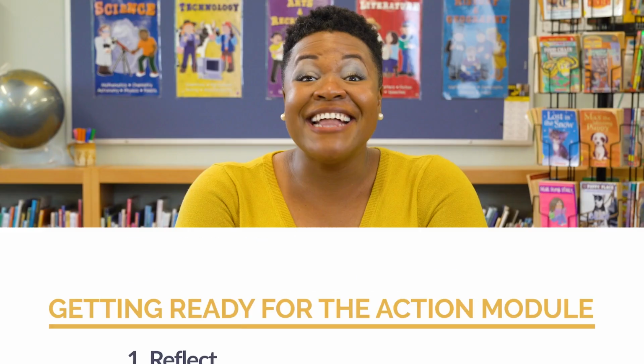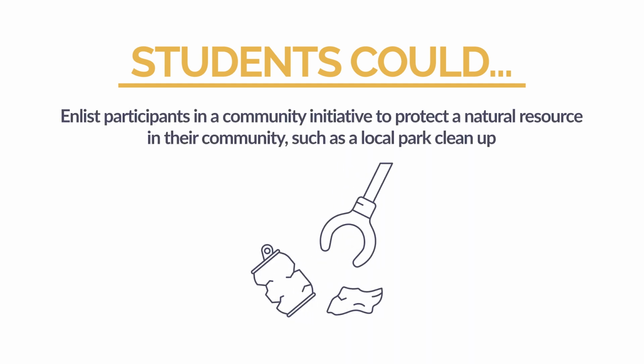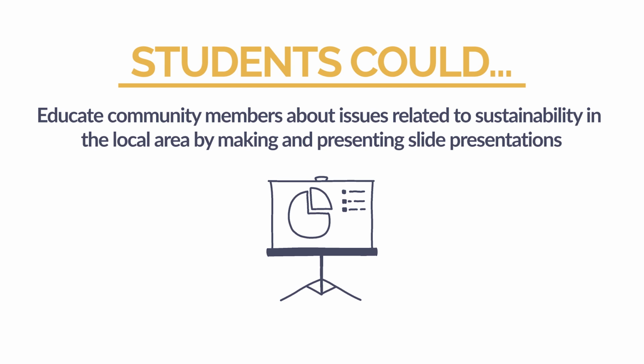After Module 5, it's time to take action. Based on student interest, available resources, and your unique context, you'll choose an inquiry product that students will create to impact the community beyond their classroom. The possibilities are endless. Students could create PSA commercials that highlight the conservation of a natural resource, enlist participants in a community initiative to protect a natural resource in their community, such as a local park cleanup, or educate community members about issues related to sustainability in the local area by making and presenting slide presentations.